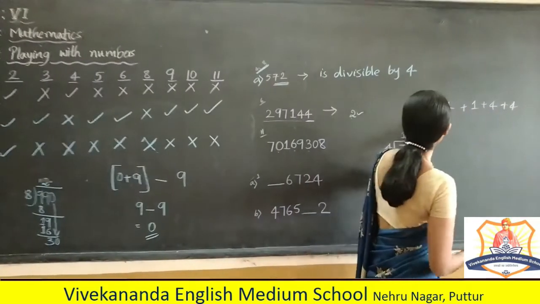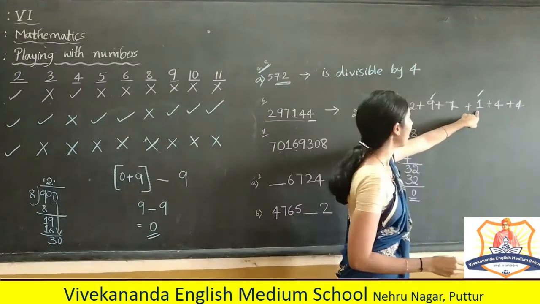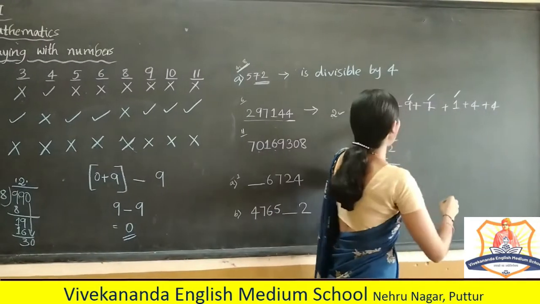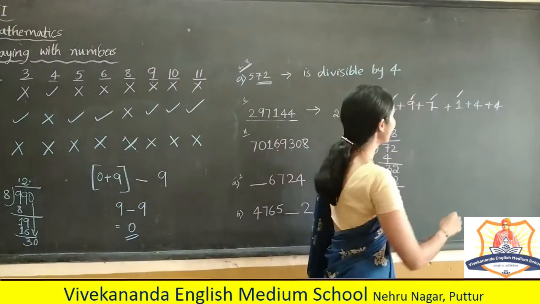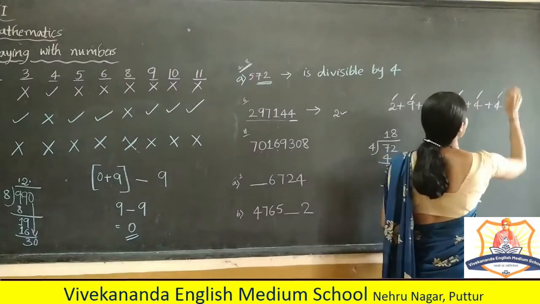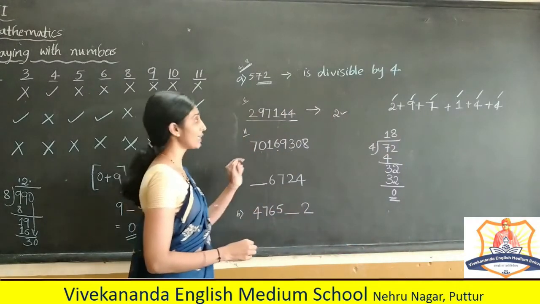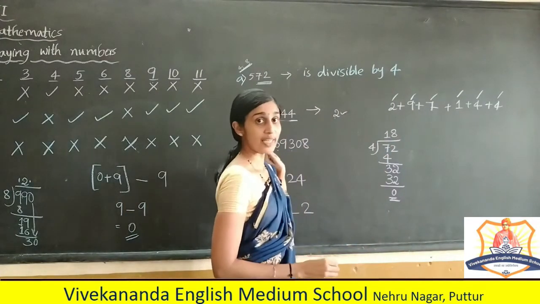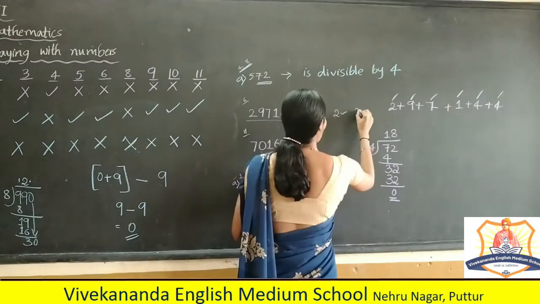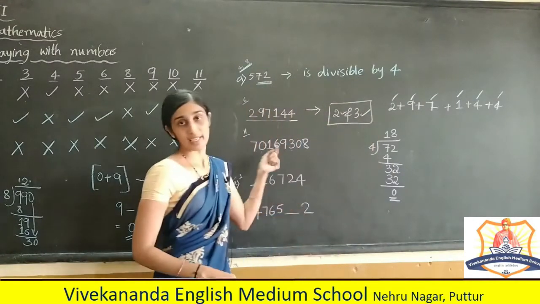So whether it is divisible, 9 plus 1 is 10, right? 10, 17, 18, 19, 23, 27. Yes. Whether 27 is divisible by 3? Yes. 27 is divisible by 3. So, the given number is divisible by both 2 and 3.